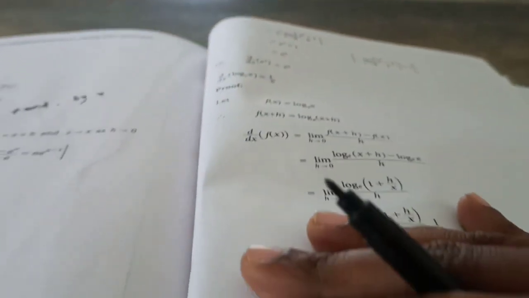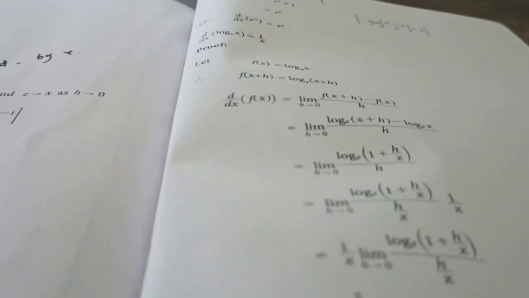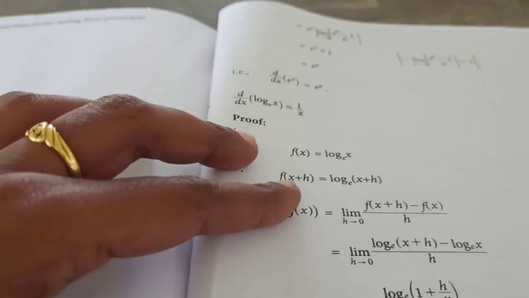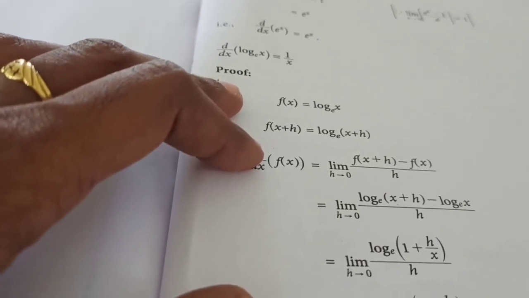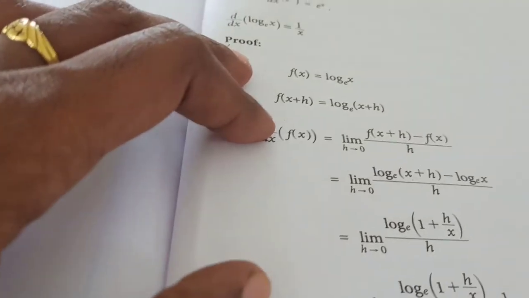Next one, d by dx of log base e of x is equal to 1 by x. Okay, so f of x is equal to log x. We are taking f of x plus h, which means in the place of x you need to substitute x plus h. Next, use the formula.